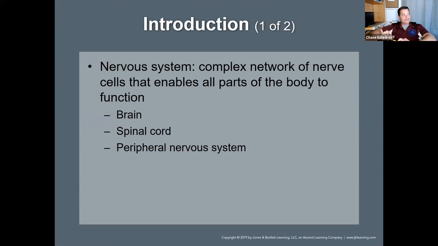All right. So the nervous system is a complex network of nerve cells that enables all parts of the body to function. It includes your brain, your spinal cord, and the peripheral nervous system, which contains several billion nerve fibers that can carry information to and from all the parts of the body, okay? Because the nervous system is so vital, it is very well protected.